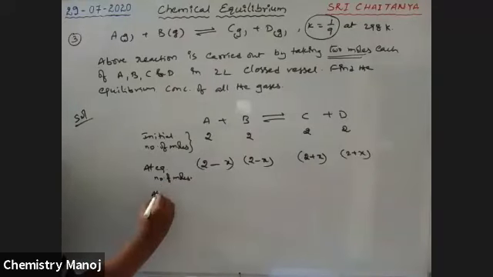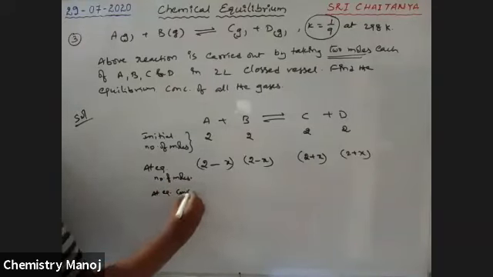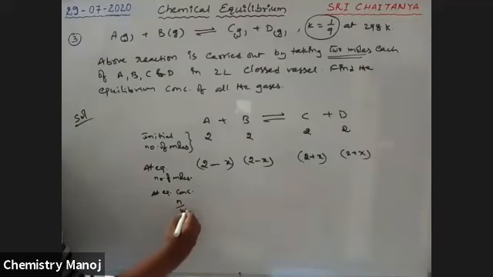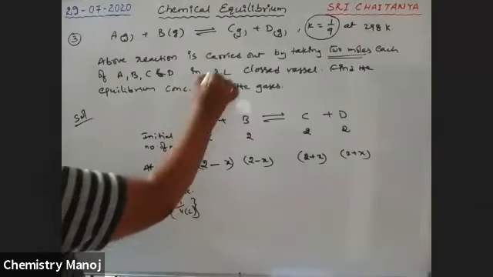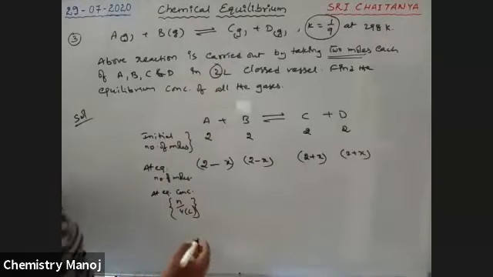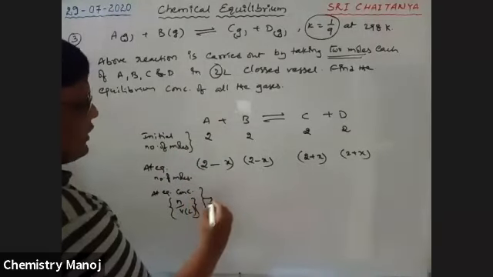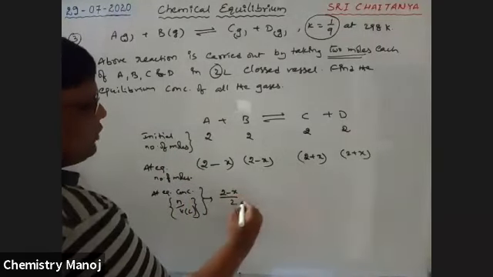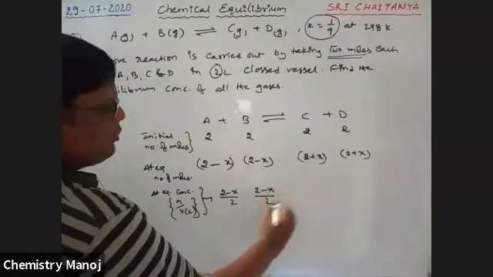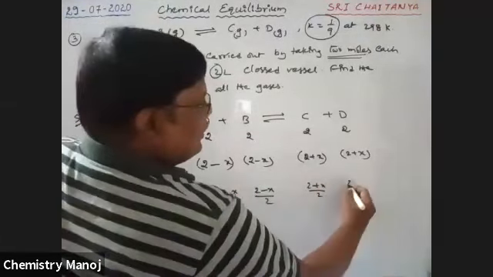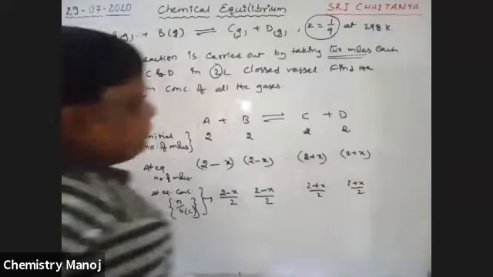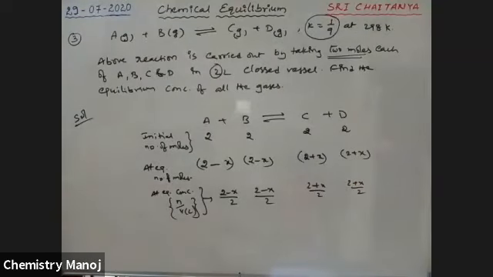Next, at equilibrium, concentration is equal to number of moles by volume in liters. How many liters of the vessel is taken? 2 liters. Therefore, at equilibrium the concentration is 2 minus X by 2, and for the products it is 2 plus X by 2.